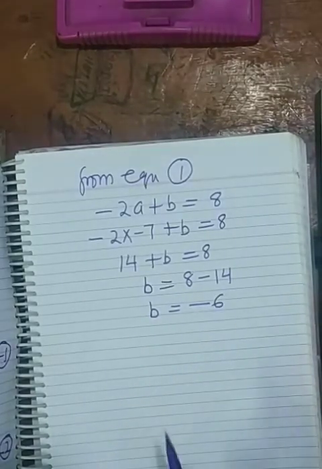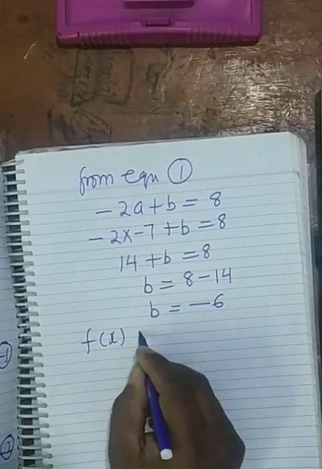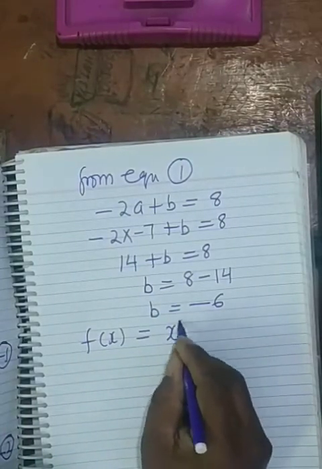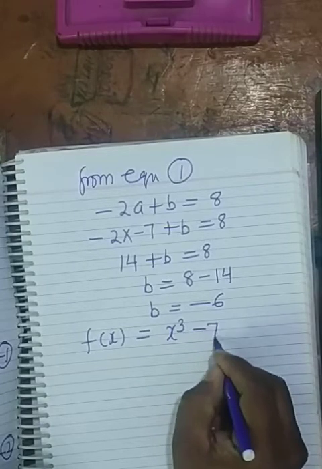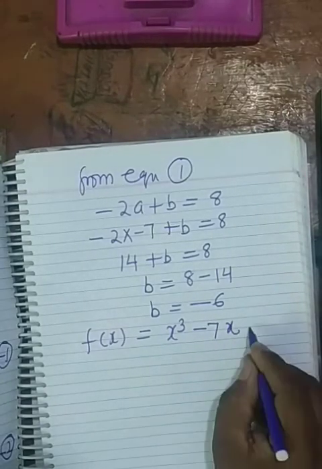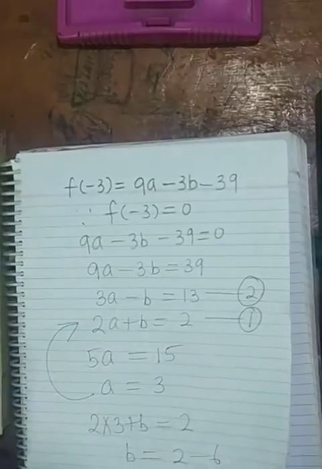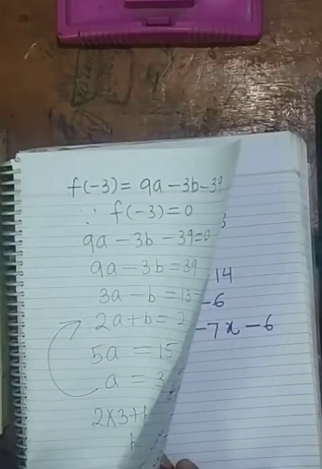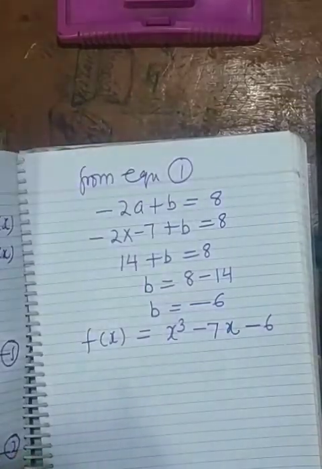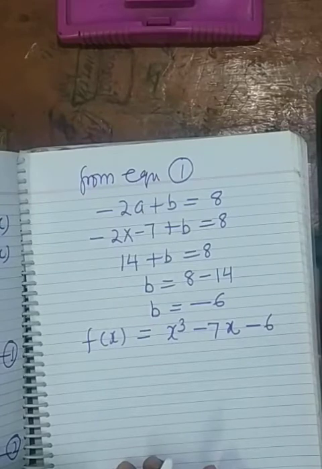It's clear? So in this way you have determined values of A and B. So what will be the fx? Fx equals x cube minus 7x minus 6. It's clear? A is minus 7, B is minus 6. Now you have to factorize it further. It is given in the question that factorize the given expression. With these values of A and B, you have to factorize the given expression.